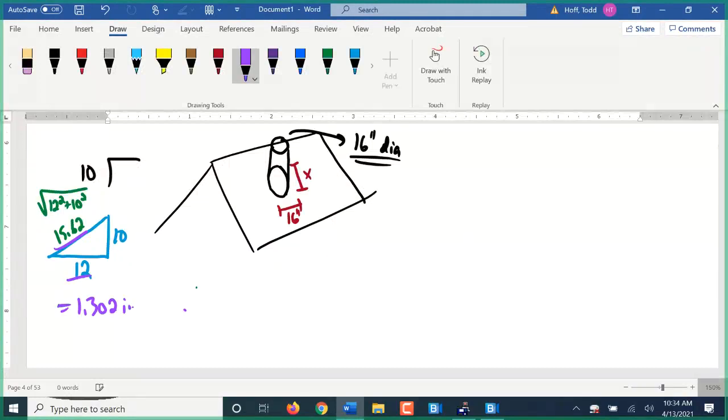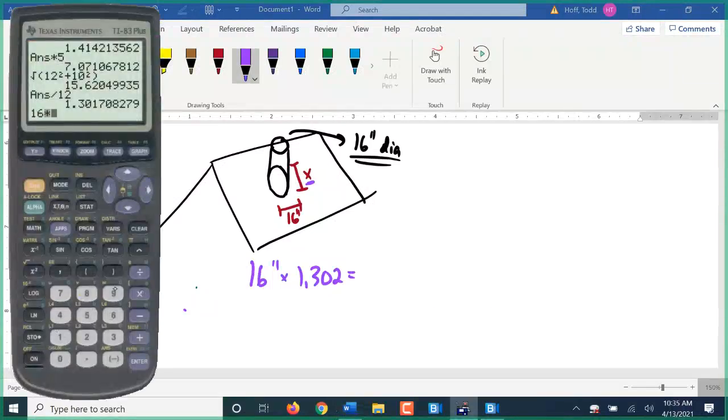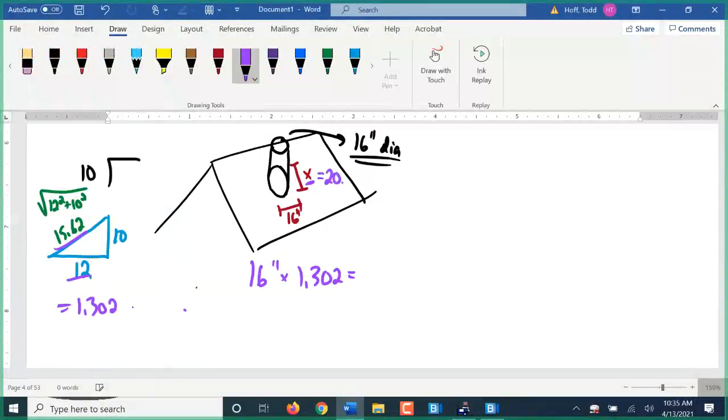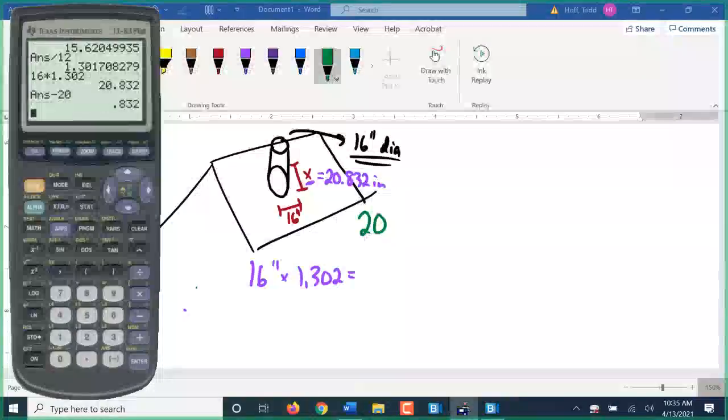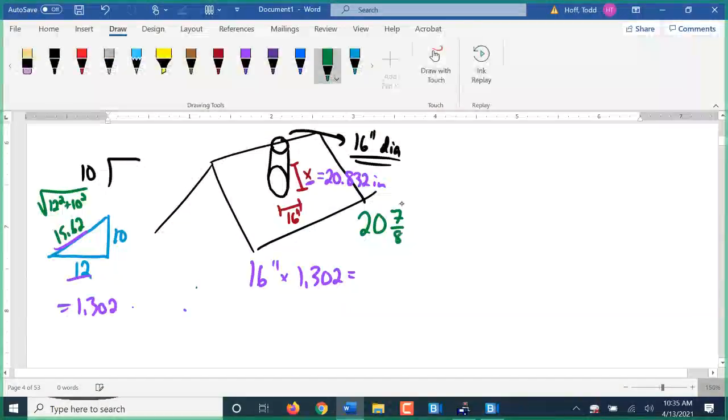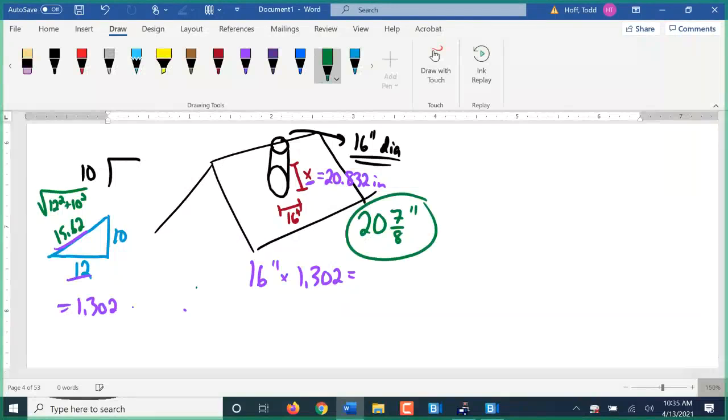Of course, there are no units on that. That's just the correction factor. So what that means is X here is actually going to be 16 inches times that slope correction factor of 1.302. This is going to make it 20.832 inches. So that's 20 inches. Backing off the 20, take my 0.832 times 16. That's 13.3, but we want the chimney to fit through, so we're always going to round this up. Even though it's 13.3, we're going to round that up to 14, so it's 14 16ths, which is 7/8. So we're going to cut that at 20 and 7/8 inches there.